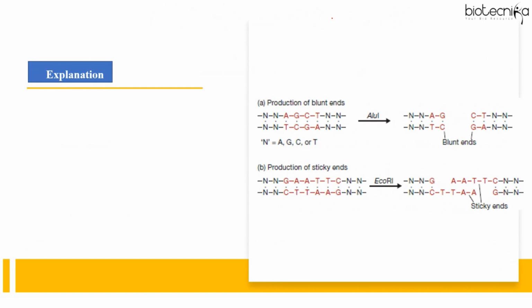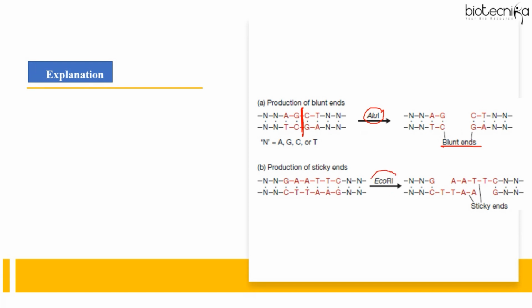First of all, you need to know about the enzymes which generate blunt ends and sticky ends. The concept related to blunt end and sticky end should be clear to you. When we talk about restriction enzymes, for example, AluI, it recognizes a 4 base pair sequence, and it cuts just in the middle of the recognition sequence. These types of ends which are generated are called blunt ends.